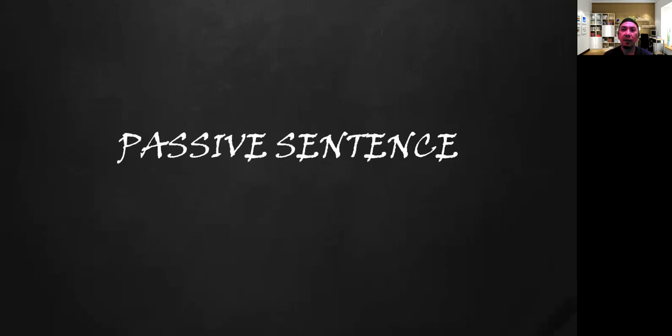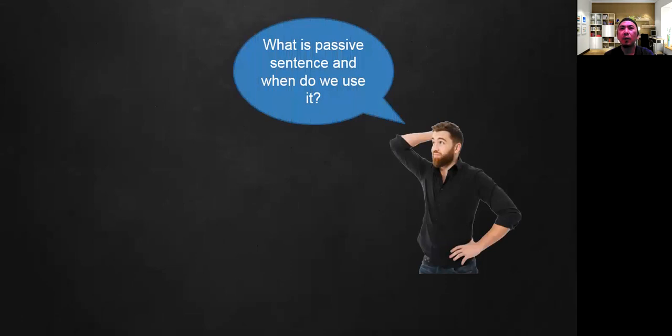Now, the first one is: what is a passive sentence and when do we use it? In a passive sentence, the subject is the receiver of the action. This is one thing that you have to understand first. So the subject of the sentence is the receiver of the action.